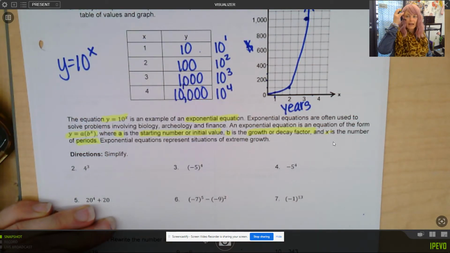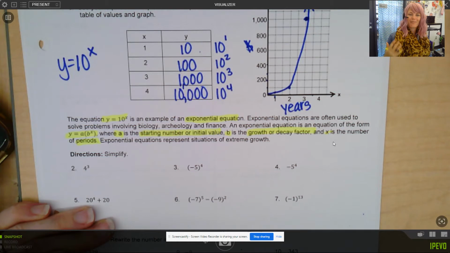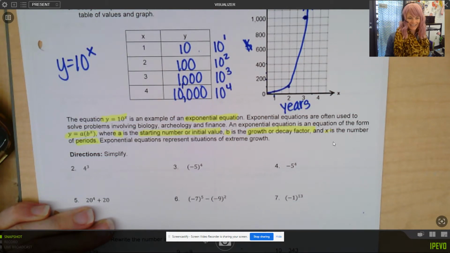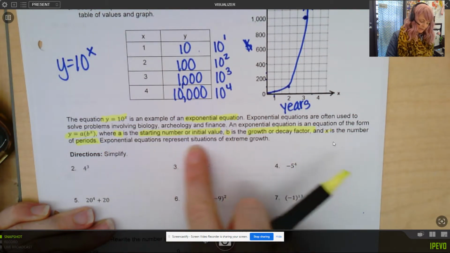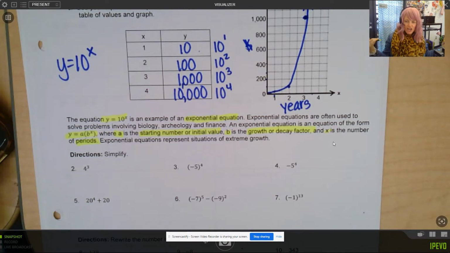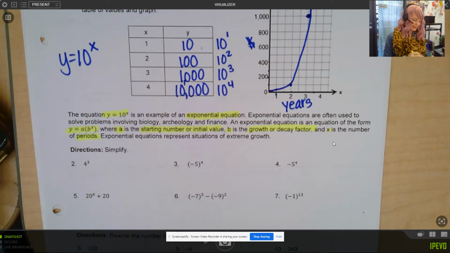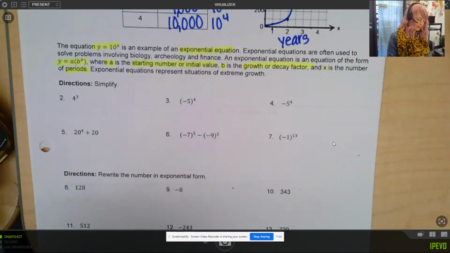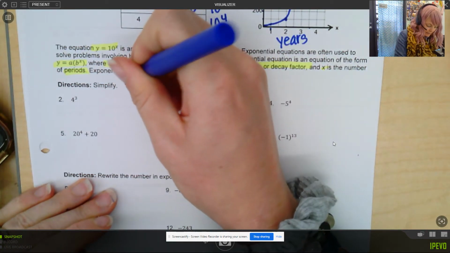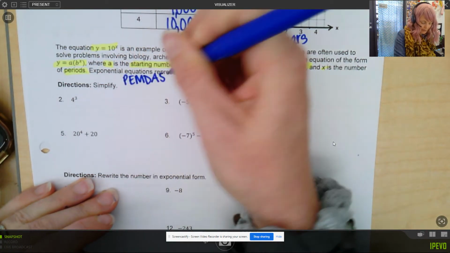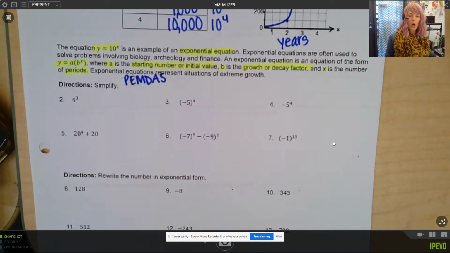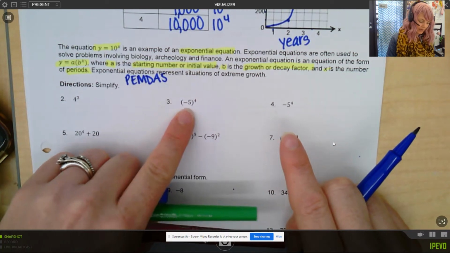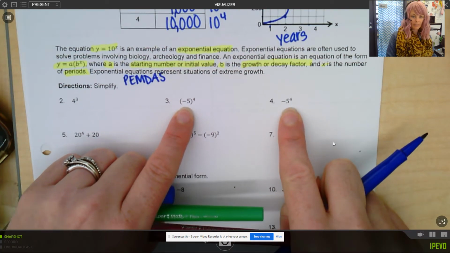You've seen exponential growth when you looked at compound interest last year in 7th grade. So exponential equations represent situations of extreme growth. Ha, I knew it was there, extreme. Okay, so what we're going to do is be simplifying. And when we're simplifying, I want you to remember to think about order of operations, which is PEMDAS. And I also want you to think about what we are raising to that power. So in the purpose, I talked to you about if there's parentheses versus not parentheses.